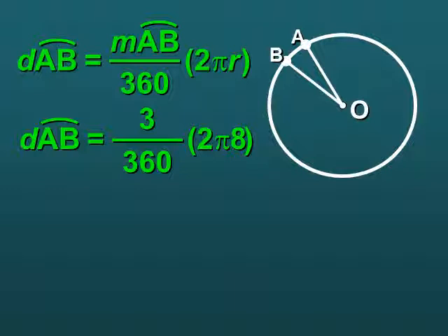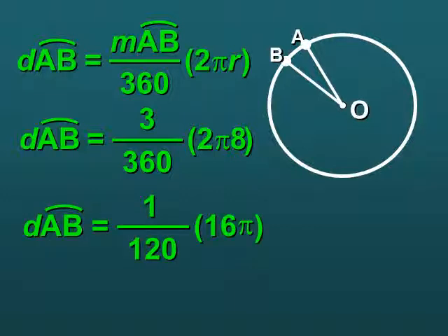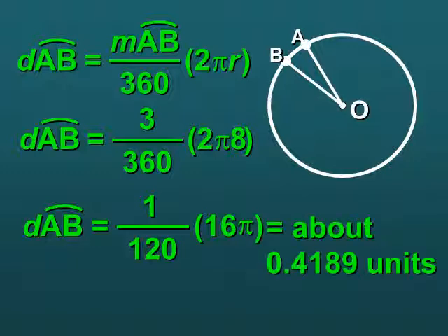And now we need to simplify. Now 3 over 360 simplifies to 1 over 120, and 2 times 8 is 16. So there's 1 over 120 times 16 pi. I can still actually simplify it one more step by saying 2/15 pi. That's the exact answer. But if I put it in my calculator to give an approximate answer in units, it ends up being 0.4189 units. So it's actually less than half a unit, depending on if this is miles, feet, we don't know.